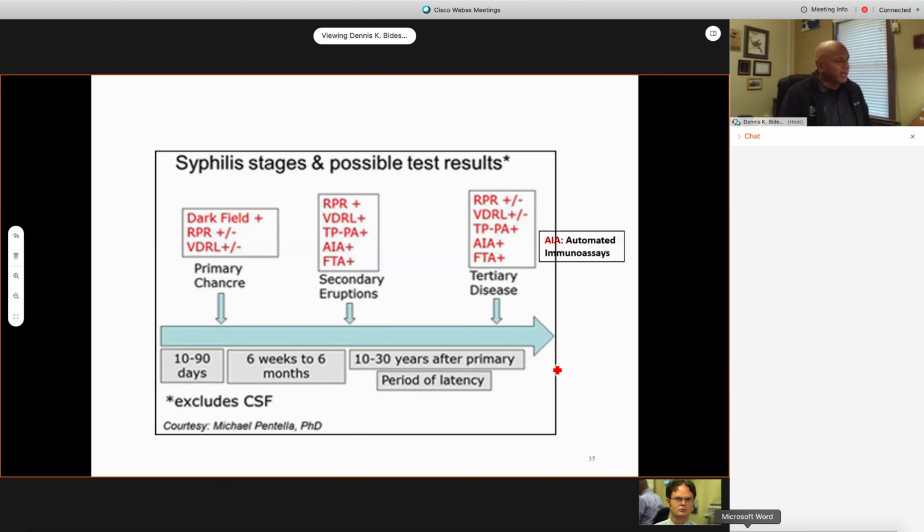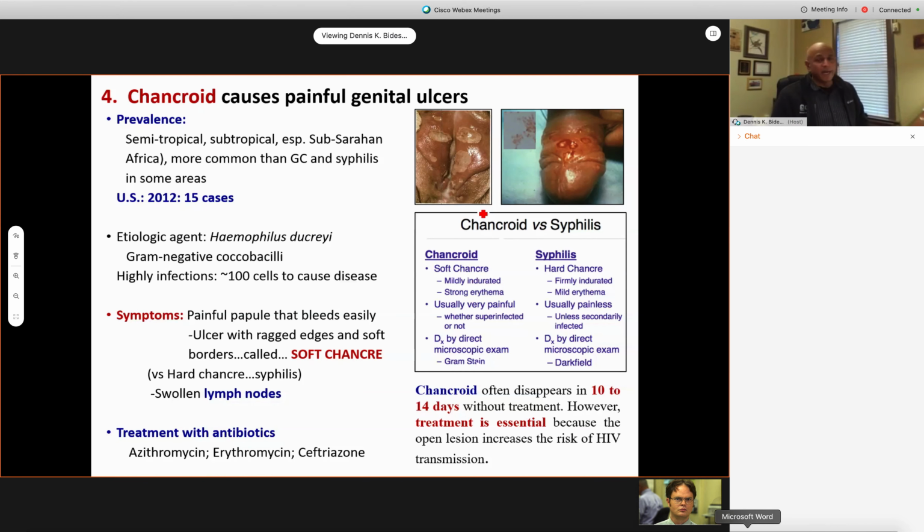Okay, so those are the three major pathogens. Don't worry about this; these are the different stages, and how these tests turn out, positive or negative. Those are the three most important bacterial pathogens. Top of the list, of course, is Chlamydia trachomatis. Second is Neisseria gonorrhoeae. And third is the organism that causes syphilis, Treponema pallidum.